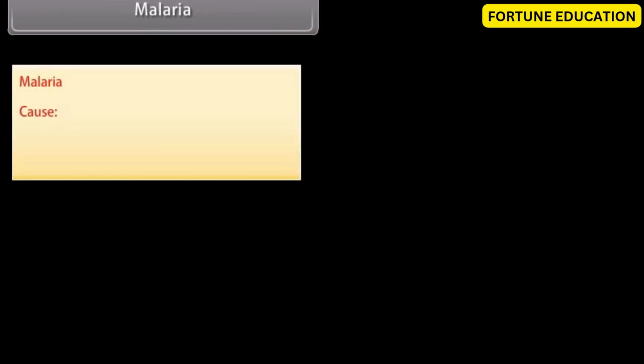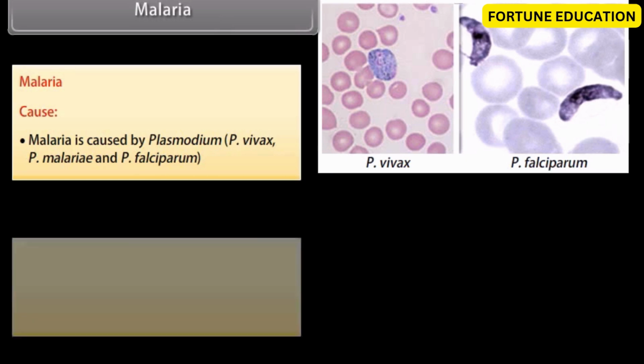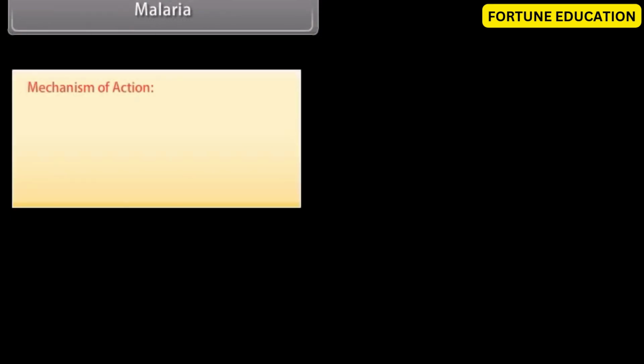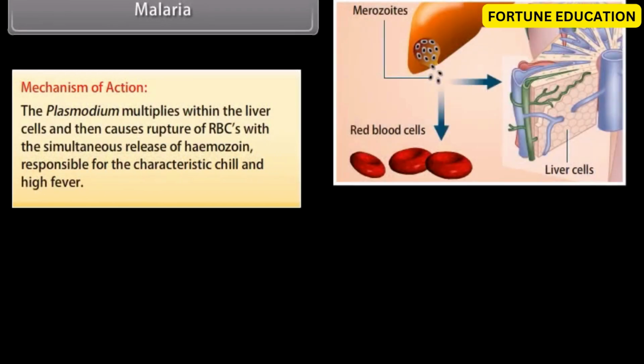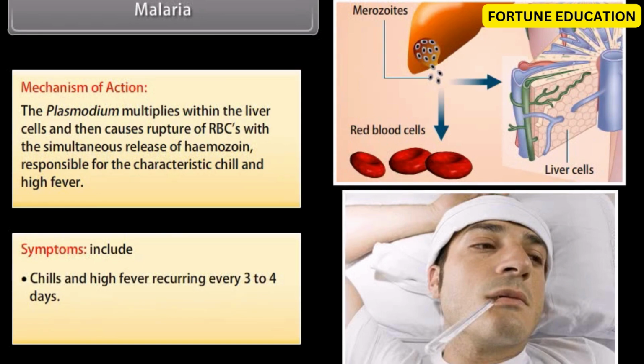Malaria. Cause. Malaria is caused by Plasmodium, P. vivax, P. malariae and P. falciparum. Mode of transmission. The Plasmodium is transmitted through the bite of infected female Anopheles mosquito. Mechanism of action. The Plasmodium multiplies within the liver cells and then causes rupture of RBCs with the simultaneous release of hemozoin, responsible for the characteristic chill and high fever. Symptoms include chills and high fever recurring every 3 to 4 days. Fatigue.